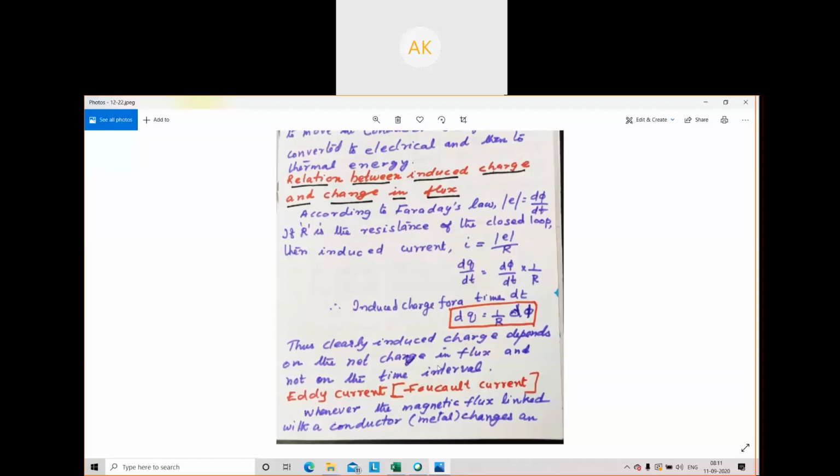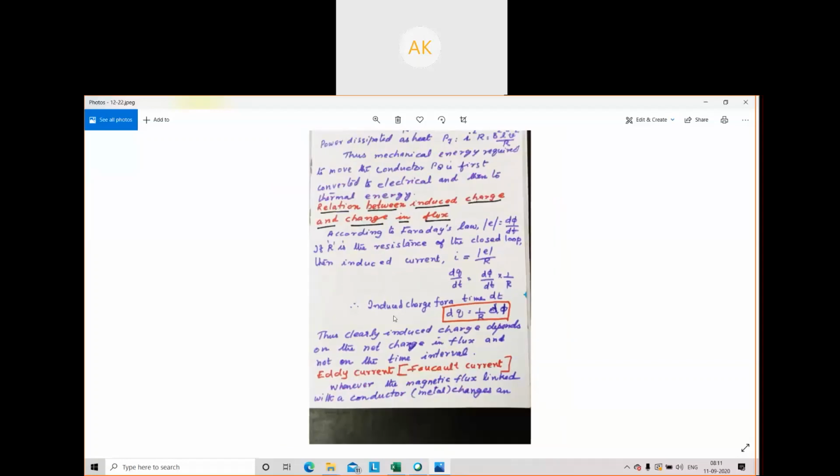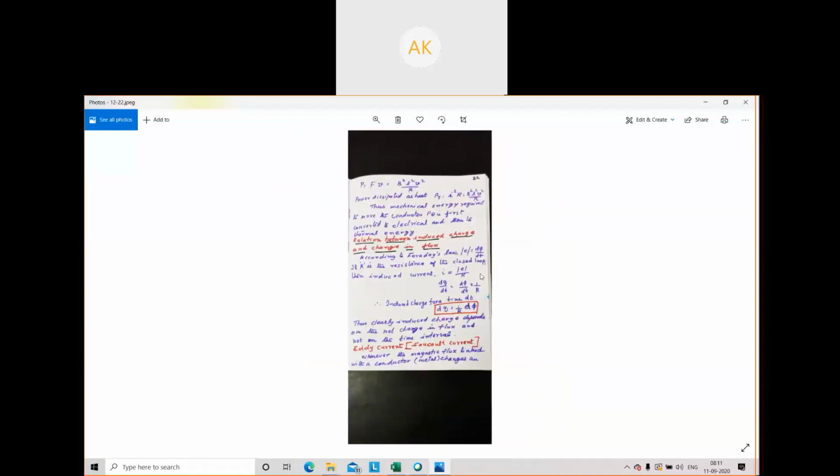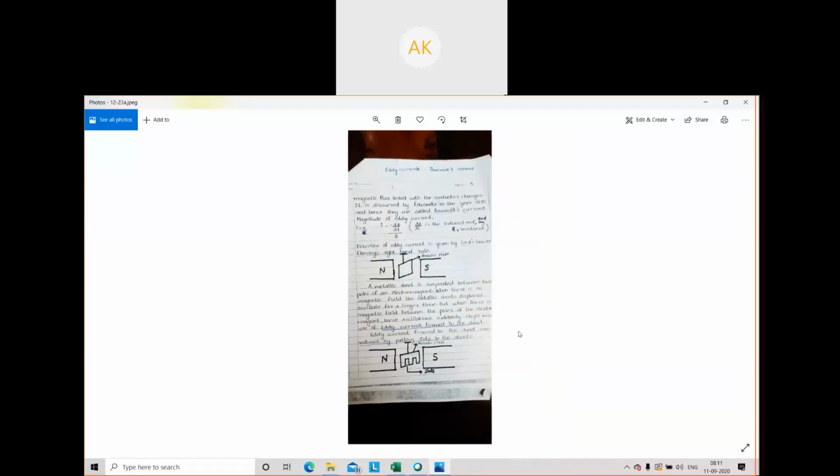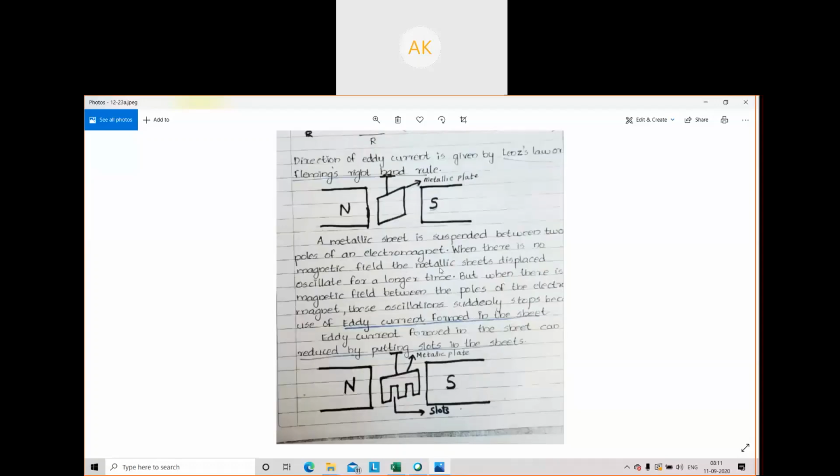Then next is eddy current, a very important one. It's also known as Foucault current, named after the scientist Foucault, who discovered this eddy current. Let's explain it in the next example. So, let's explain eddy current.